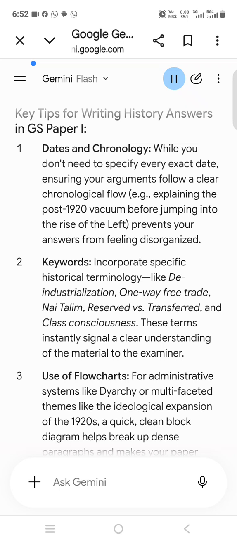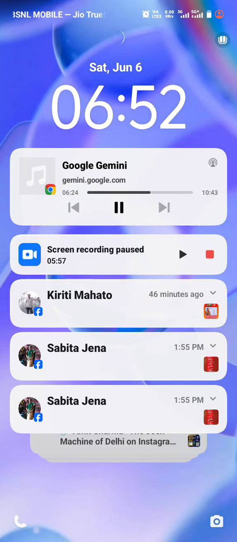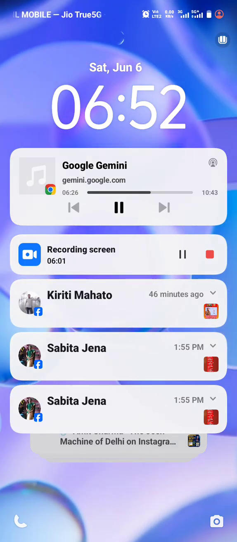Question 3. Analyze the differences between Mahatma Gandhi and Rabindranath Tagore in their approaches toward education and nationalism. 10 marks, 150 words. Answer structure. Introduction. Mahatma Gandhi and Rabindranath Tagore were close contemporaries who shared deep mutual respect, yet held distinct philosophical, political, and educational outlooks. Gandhi's nationalism was rooted in mass mobilization against colonial rule.